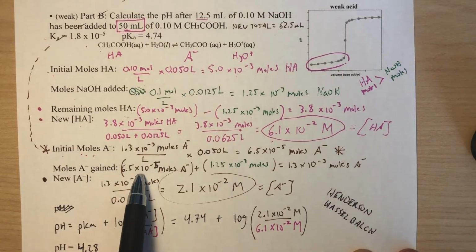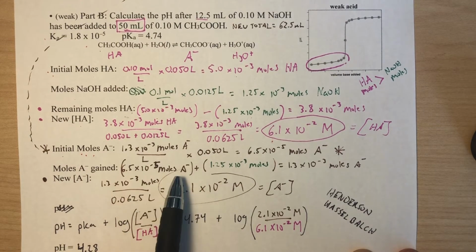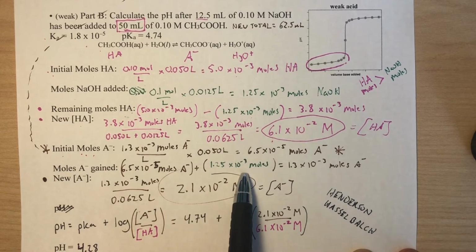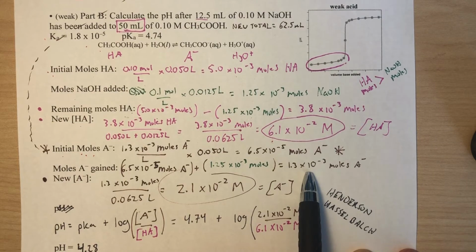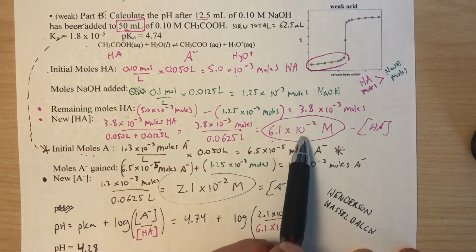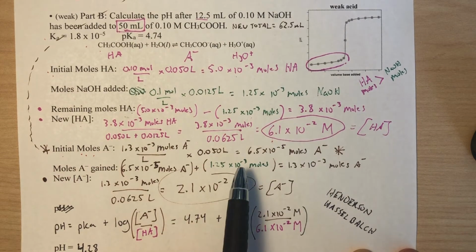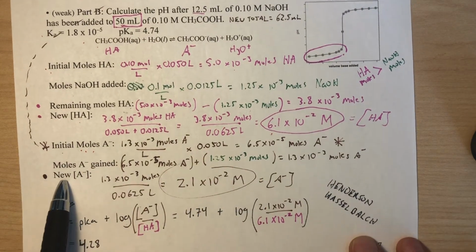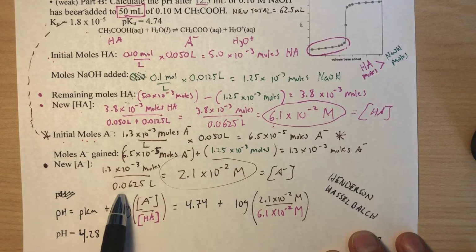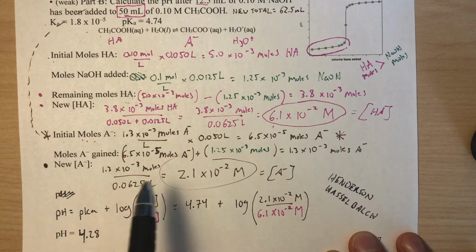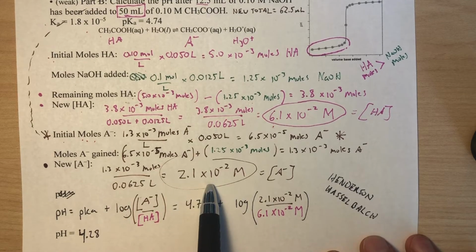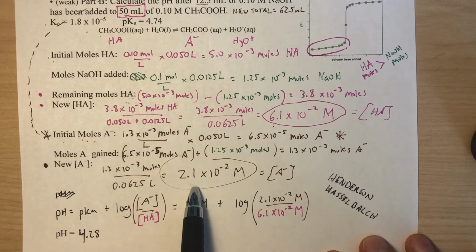So we do that here. We have our 6.5 times 10 to the negative fifth moles of acetate, A-, and we're going to increase that amount by 1.25 times 10 to the negative third moles, giving us 1.3 times 10 to the negative third moles of A-. We now have our moles of A-, and we can solve for our concentration of A- by dividing by our new total volume, 0.0625 liters.